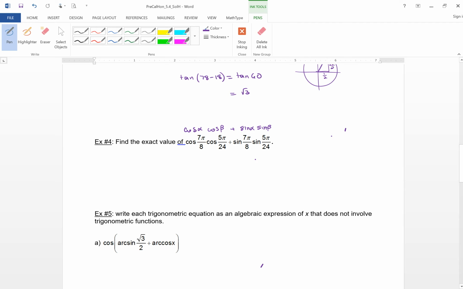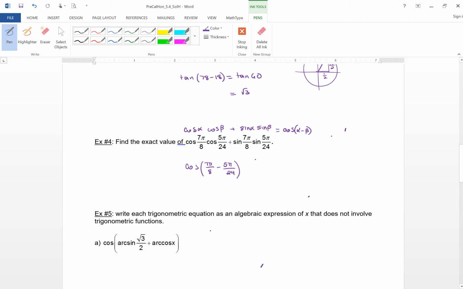So what do we have here? We have cosine alpha, cosine beta. All right, so what trig identity is that one? It's the difference identity for the cosine. So this is the same as cosine alpha minus beta, right? So this is cosine of your first angle minus your second angle.